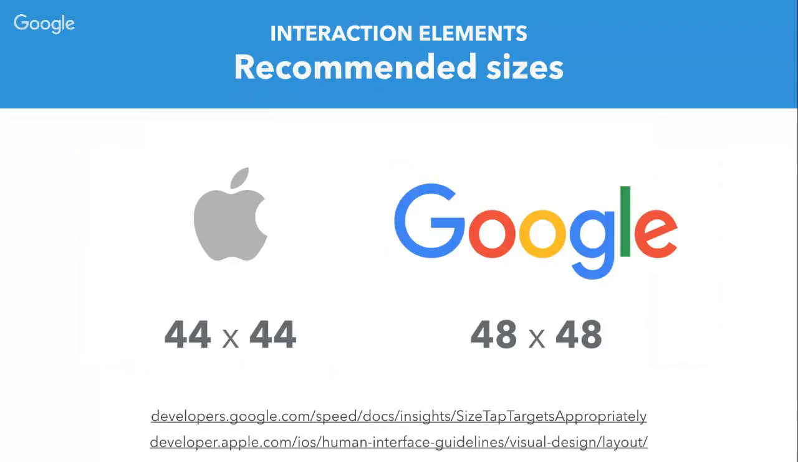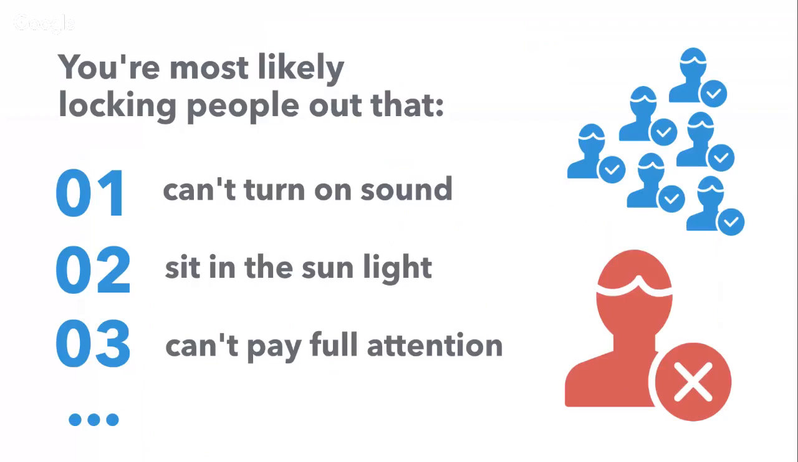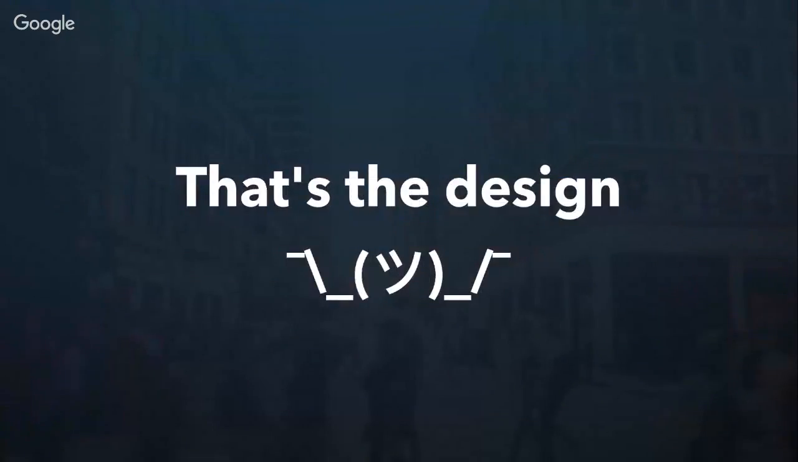So when you're not thinking about these kinds of inclusive design patterns, you're locking people out that cannot turn on sound, that sit in the sunlight, or that cannot pay full attention. And let's maybe all stop doing that.